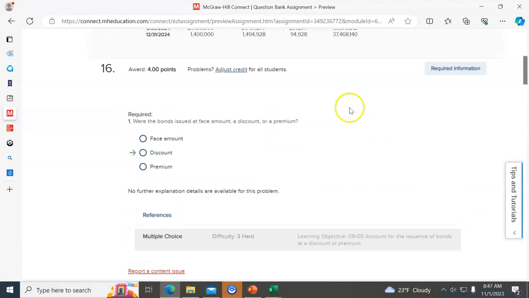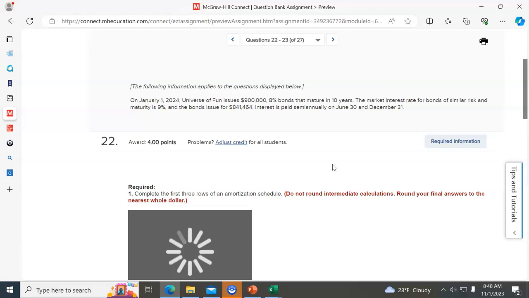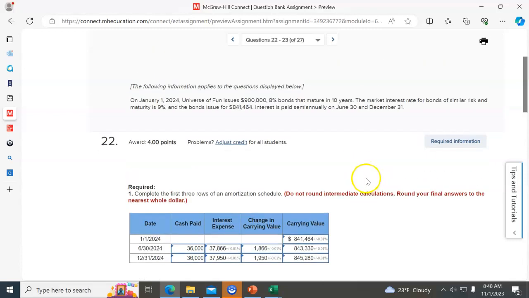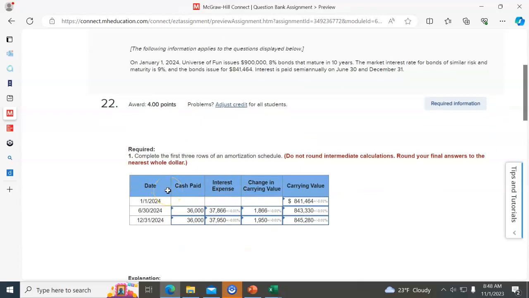Next. When we do the amortization schedule on January 1st, Universe of Fun issues 900,000 8% bonds that mature in 10 years. The market interest rate for bonds of similar risk and maturity is 9%, and the bonds issue for 8/41/464. Interest is paid semi-annually on June 30th and December 31st. I was screwing up assuming the bonds. I'm adding the bonds plus the interest. That's where I screwed up on the last one. Here's what they're getting paid every 6 months.